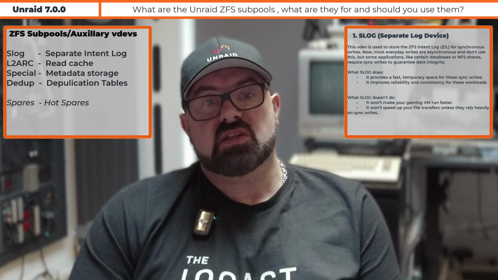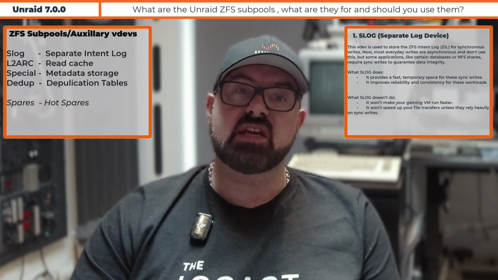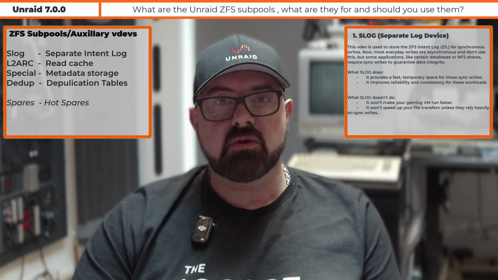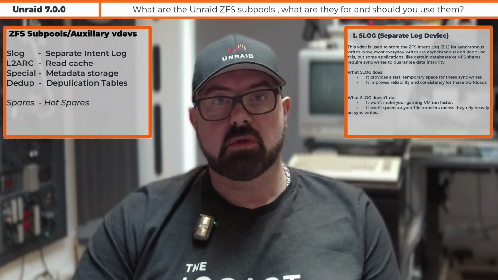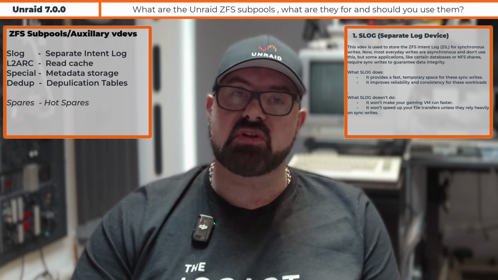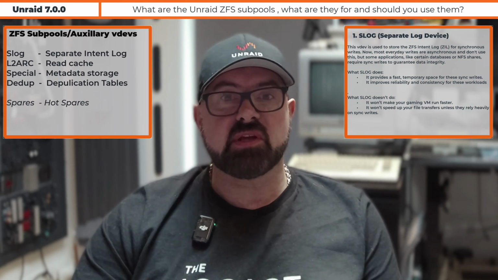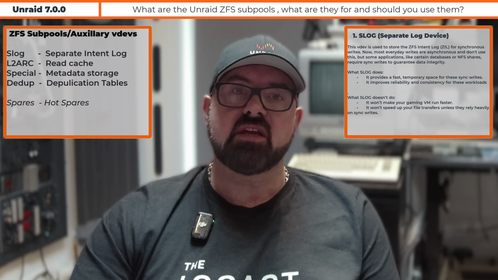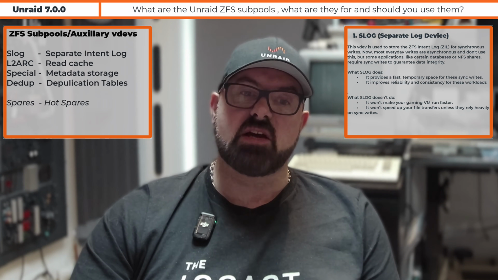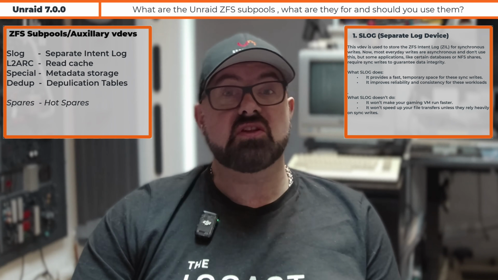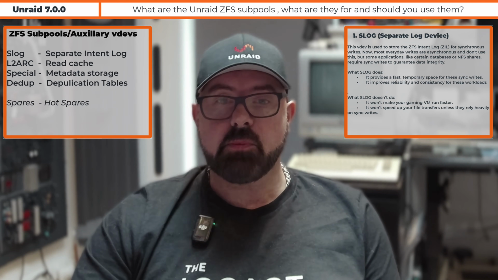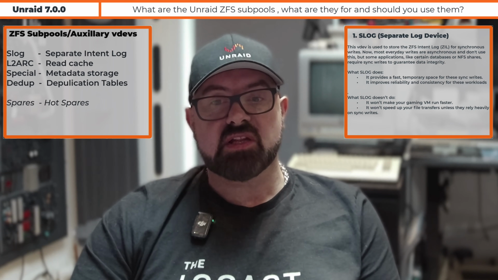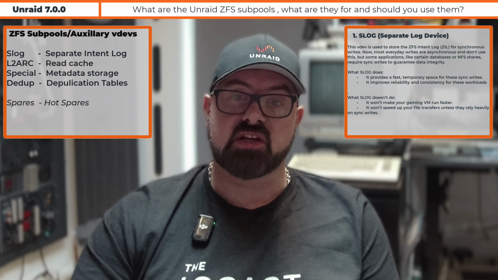So what does this SLOG actually do? What it does is it gives a fast location for these writes to be committed to before they're written to the main pool. So it basically makes the synchronous writes faster because it's going to a fast SSD first, and so it can improve reliability and consistency for these type of workloads. Now, what a SLOG doesn't do, it won't make your gaming VM run faster. It won't speed up your file transfers unless they do rely on synchronous writes.